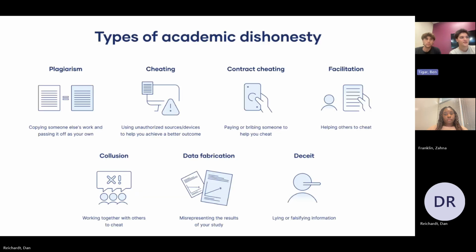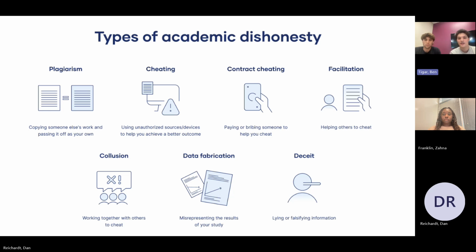Moving on to the types of academic dishonesty. First, we have plagiarism, which is copying someone else's work and passing it off as your own. A common example of plagiarism is when people use quotes from books without crediting the author. Moving on, we have cheating, which is using unauthorized sources or devices to help you achieve a better outcome. And this is becoming more common nowadays with technologies such as ChatGPT coming into play.